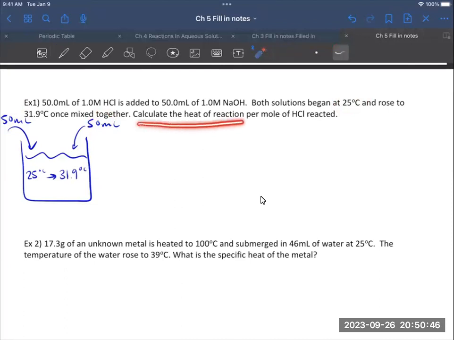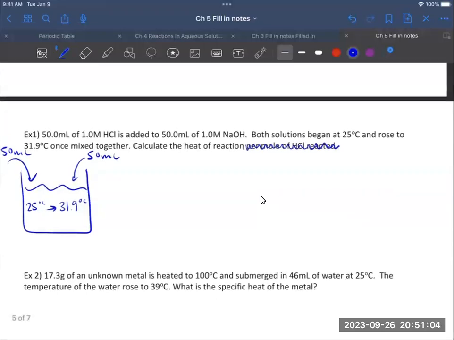And then calculate the heat of reaction per mole of HCl released. So I actually don't want to deal with the per mole part. Let's just go ahead and calculate the heat of reaction. I want to leave this nice and simple for the first example. Something you guys are going to want to know for these type of problems is that 1 milliliter of water is 1 gram of solution. That's actually very technically true. At room temperature, 1 milliliter of water will weigh 1 gram. So if we're looking at 50 milliliters and 50 milliliters, that's 50 grams plus 50 grams. So the total mass of the solution is going to be 50 plus 50. So 100 grams of solution is what we're looking at.